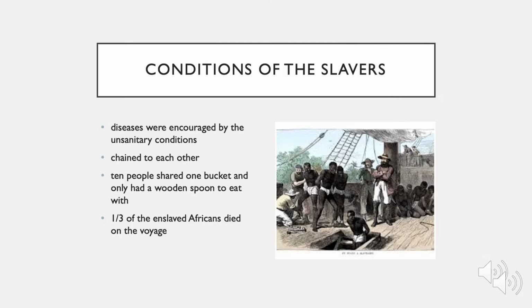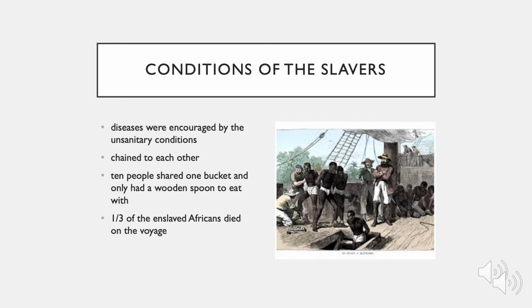The conditions of the slavers is what the Middle Passage is known for. Diseases were encouraged by the unsanitary conditions. Many slaves caught diseases like malaria, yellow fever, measles, and smallpox. There were also only 4 toilet buckets below the deck. However, most slaves were too sick to make it there. This led to them releasing their bodily fluids on themselves and each other.